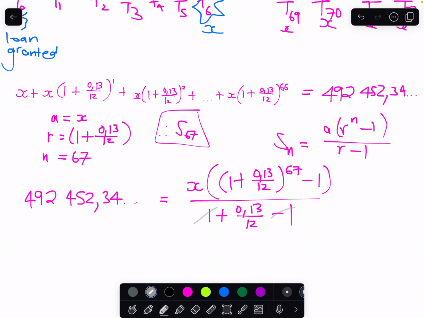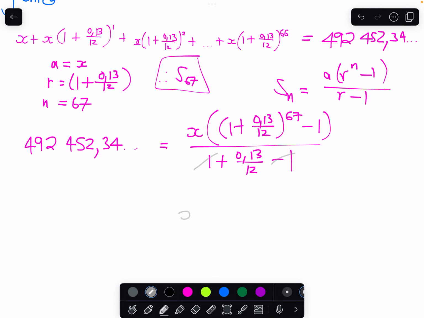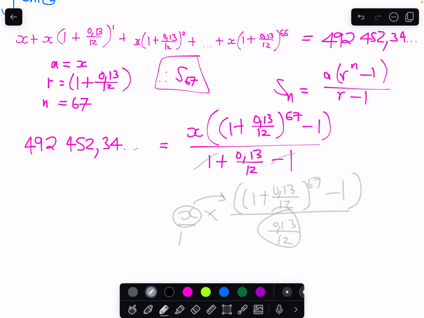Now we want to figure out the value of x that will make this equation true. Just bear in mind that this is the same as x times this massive number. Because if you put that over 1, then the x will come back here and the 1 will leave this unchanged. The reason I'm pointing that out is because we can then work out what this number is, which I'm going to do.